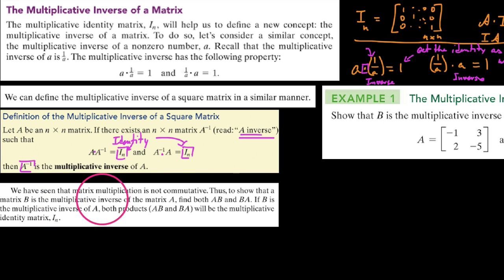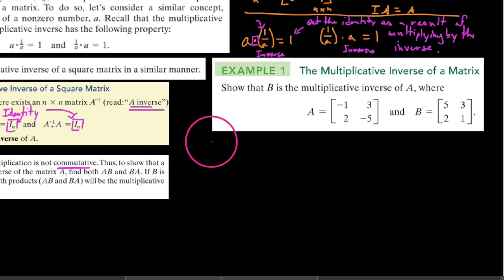So again, we've seen that matrix multiplication is not commutative. You can't do this in every order, but to show that B is some matrix that is the inverse of A, we'll take A times B and B times A, and if both times we get the identity matrix, then we know that they have to be inverses of one another. So taking a look at just this example right here, it says, would you show that B is the multiplicative inverse of A, or that when I take A times B, I get the identity element.